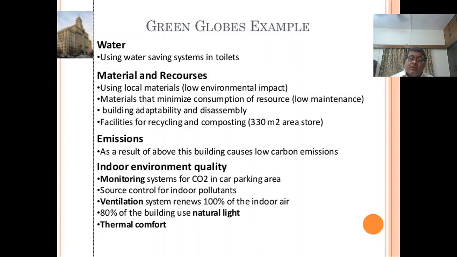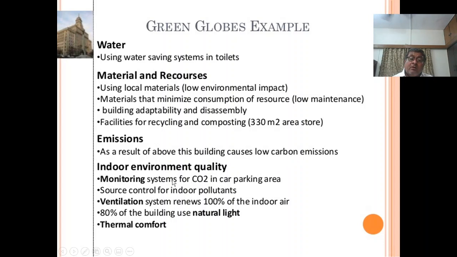Green Globe example continuation. Water: using water saving systems in toilets. Material and resources: using local materials with low environmental impact, materials that minimize consumption of resources and require low maintenance. Building adaptability and disassembly. Facilities for recycling and composting, with an area of 330 square meters given to storage. Emission: as a result of the above, this building causes low carbon emissions.